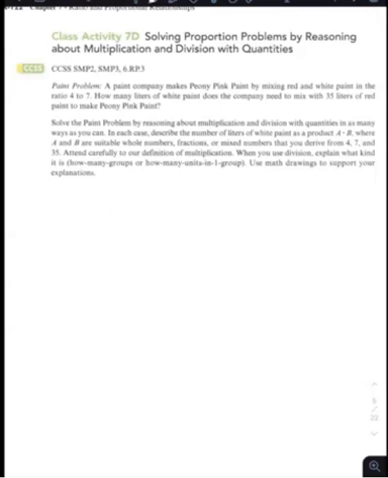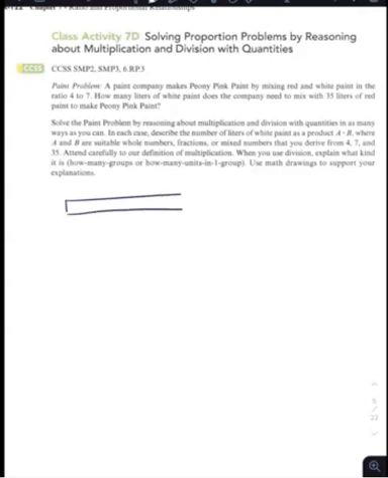So solve the paint problem by reasoning about multiplication and division with quantities in any way that you can. In each case, describe the number of liters of white paint that is produced, AB, where A and B are suitable whole numbers, fractions, or mixed numbers that you derive from 4 and 7 and 35. So attend carefully to our definition of multiplication. When you use division, explain what kind it is. Use math drawing to support your explanation. Okay, so we really need to dive in deeply into this particular problem.